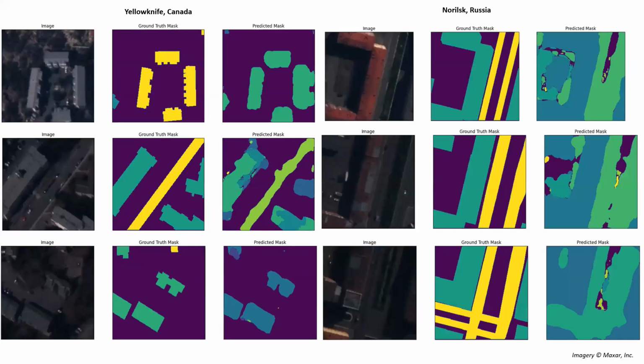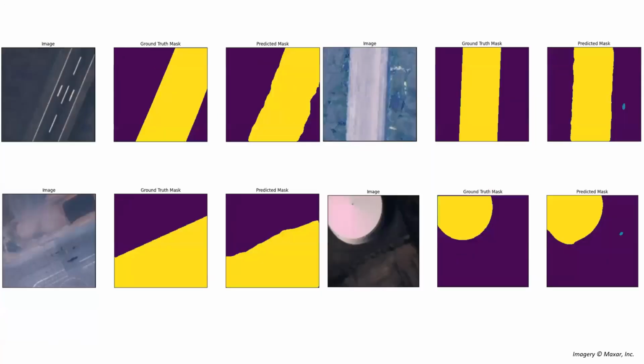Then you have the urban setting. So I'll just pull this up for a little bit. If you look at Norilsk, Russia, you can see that the predictions are kind of sloppy here. The model is able to detect the buildings and the roads, but it's overestimating their boundaries for some reason, right? And then also here are some results of runways and storage tanks.